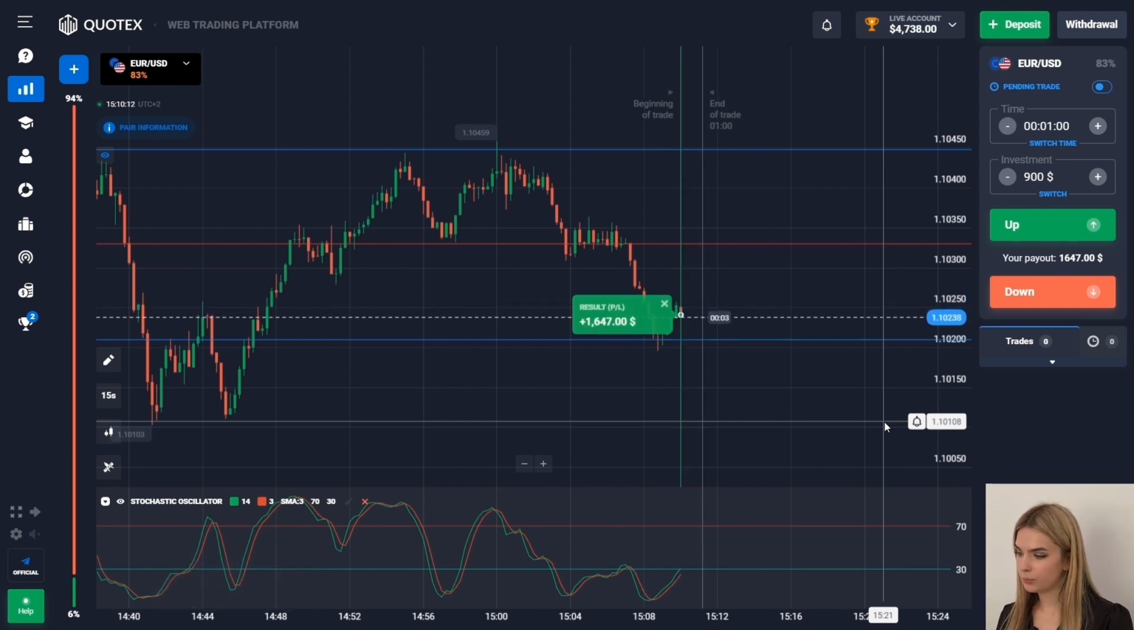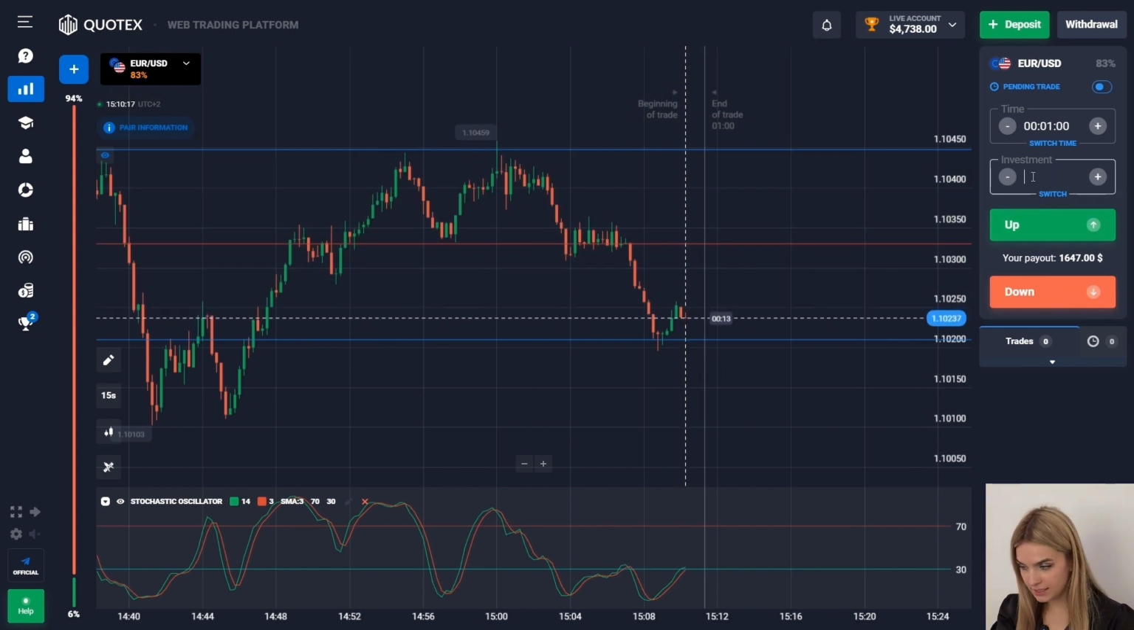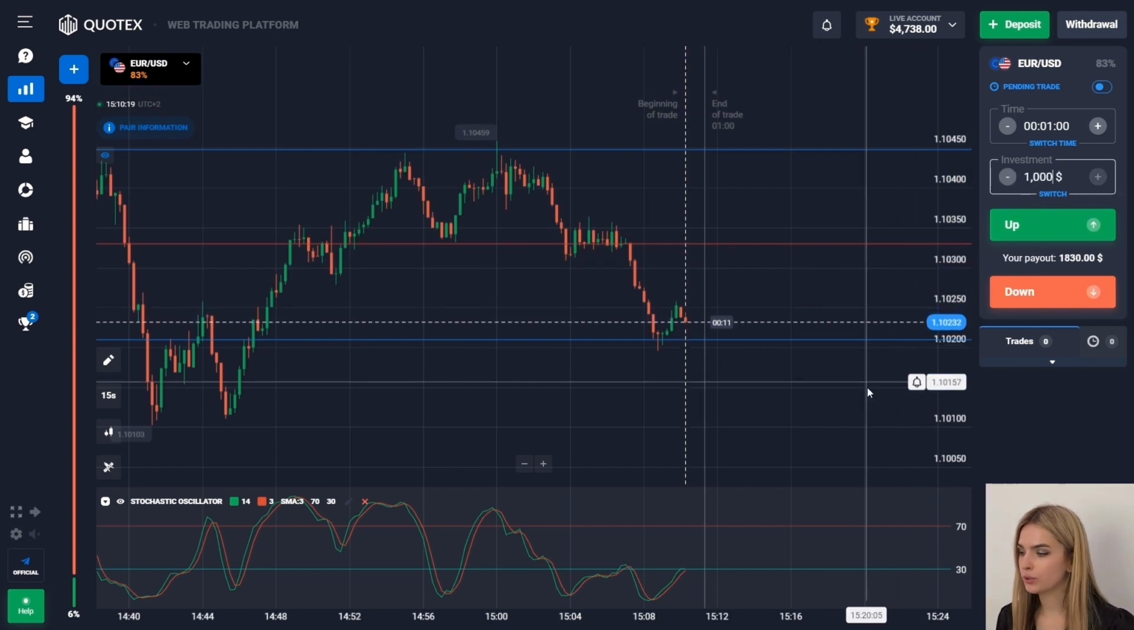After a while, we see that the price has strayed from the blue support level and the indicator didn't deceive us either. We managed to earn money.